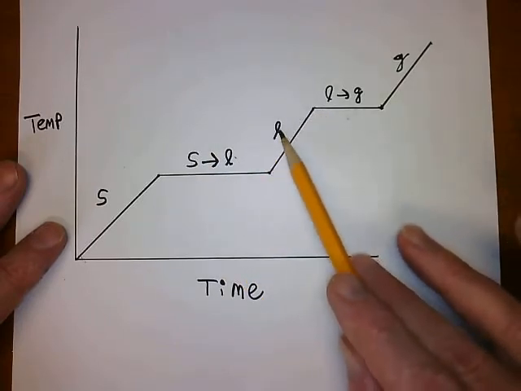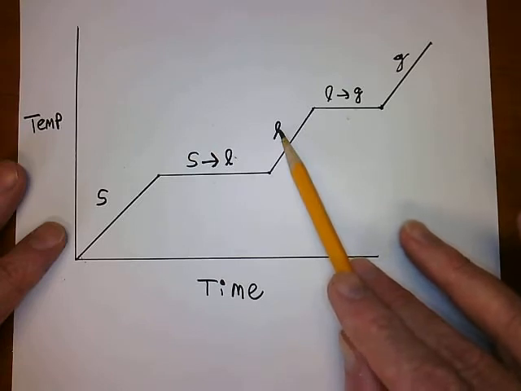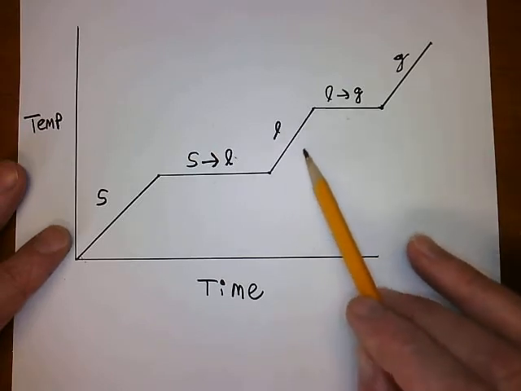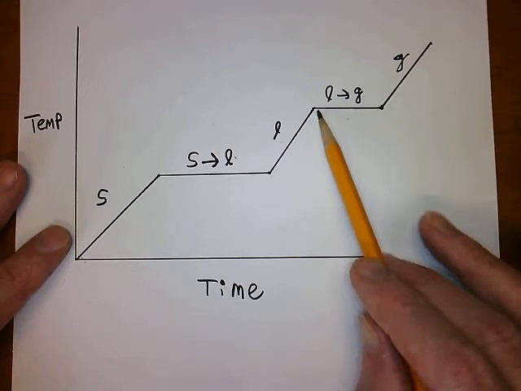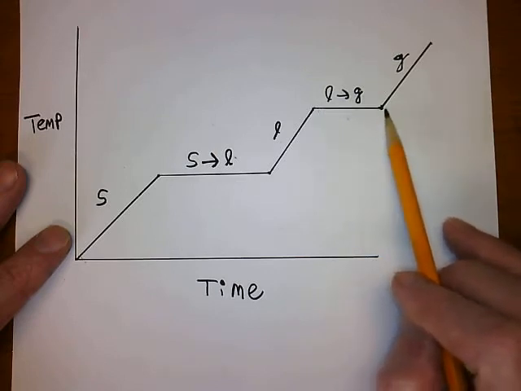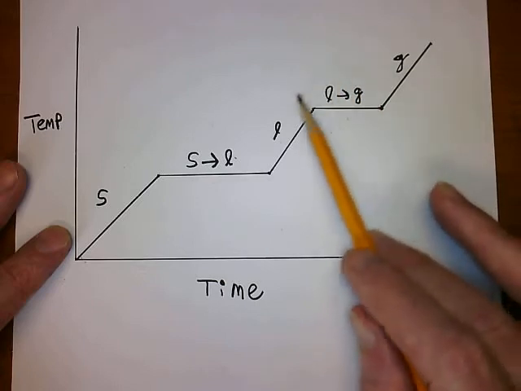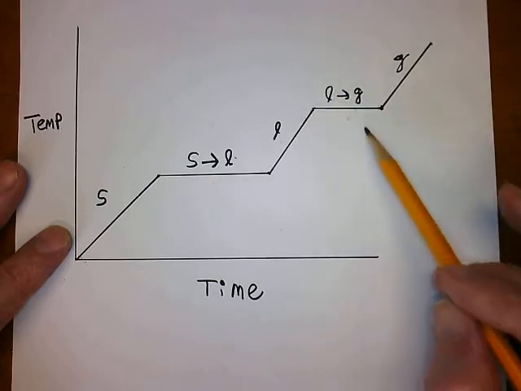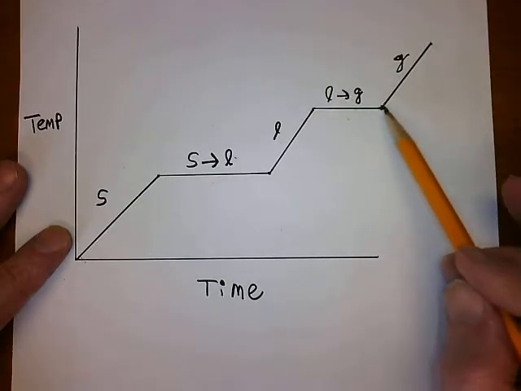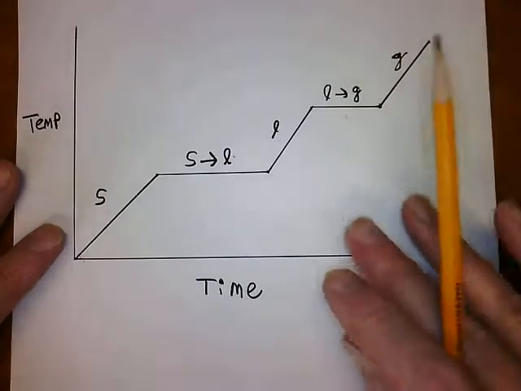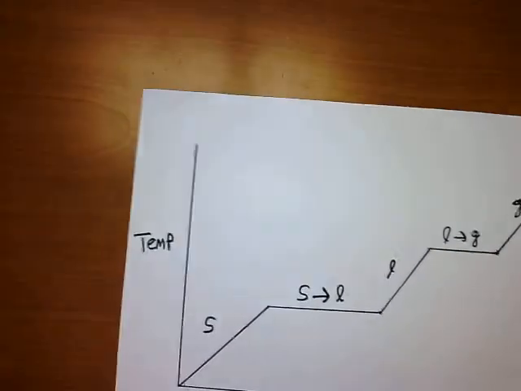Here we have only liquid. Then the temperature goes up. We reach the boiling point. Now we have another plateau, with liquid being converted into gas. That's vaporization. Once it's all vaporized, it exists solely as a gas, and then the temperature can start to go up again.